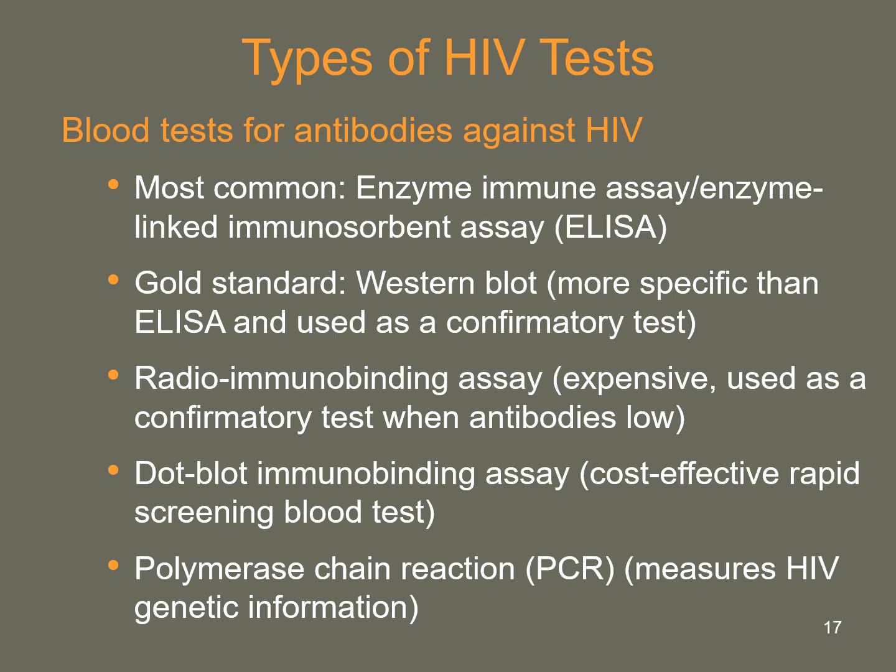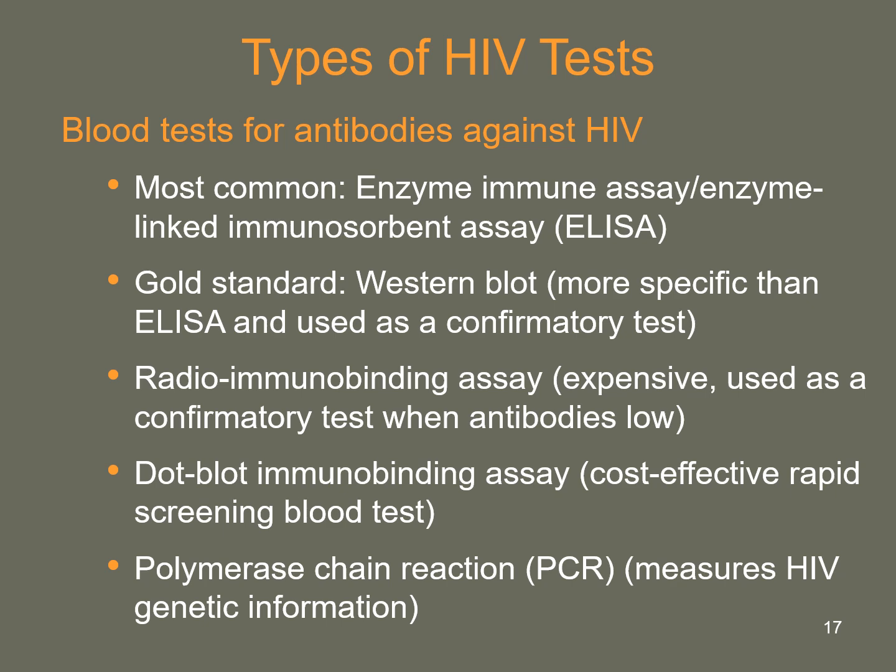Then you also have a dot blot. So dot blot immunobinding assays are cost-effective, rapid screening blood tests. So this dot blot is what you use as Determine. Read on the Determine, you will see the dot blot written there. This is a rapid test. The results become ready in 3 to 5 minutes.